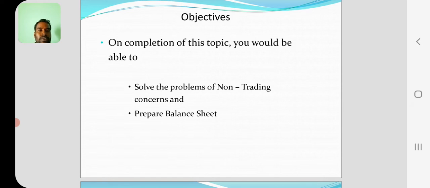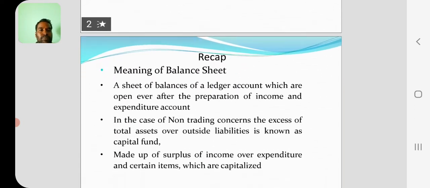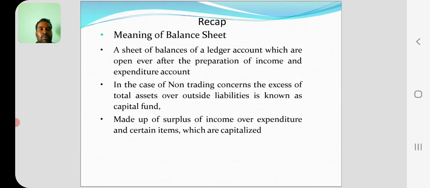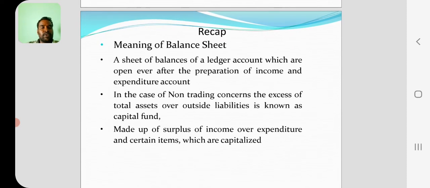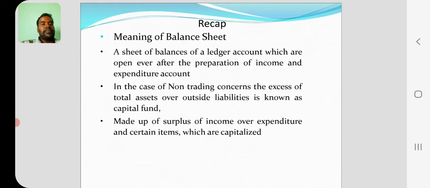Today we are going to discuss how to prepare a balance sheet. Already in the previous classes we solved so many problems. So see here the remaining problems: a sheet of balances of a ledger account which are open even after the preparation of income and expenditure account.